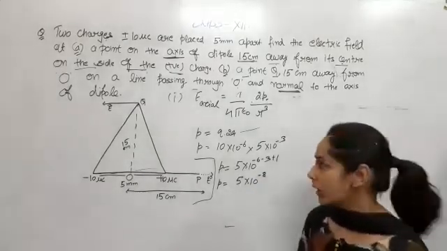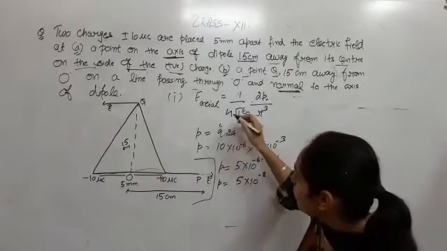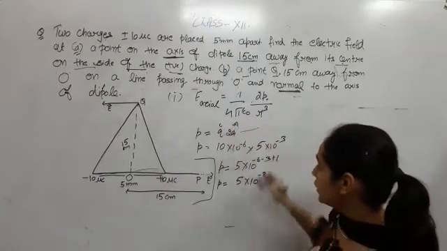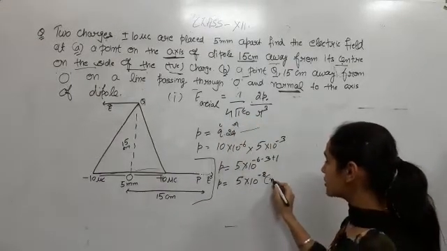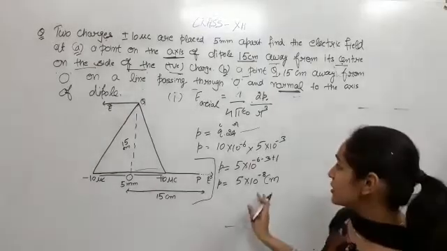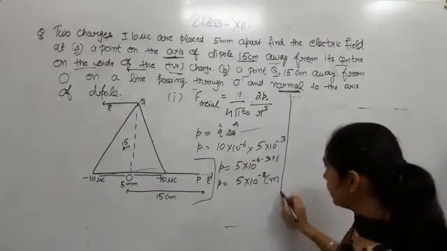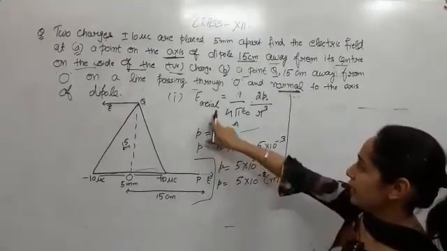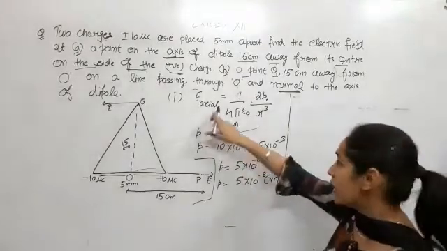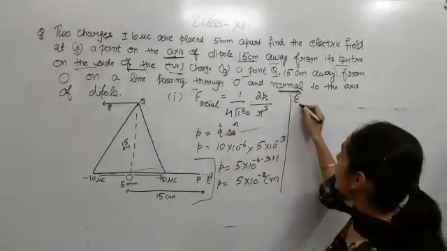What will be the unit? Unit for the charge is coulomb, unit for the distance is meter. So, dipole moment I got as coulomb meter. This is my dipole moment. Now, I need to find the electric field intensity on the axial line. I will just put the relation E axial.